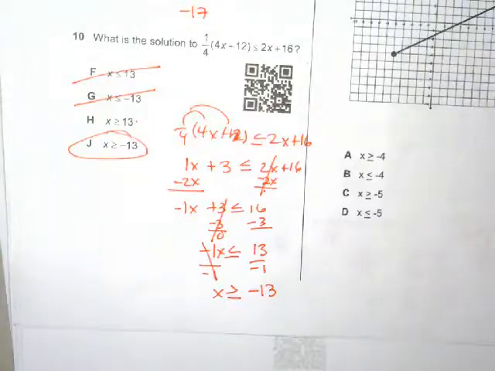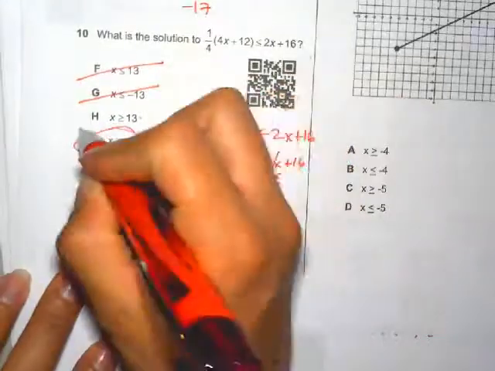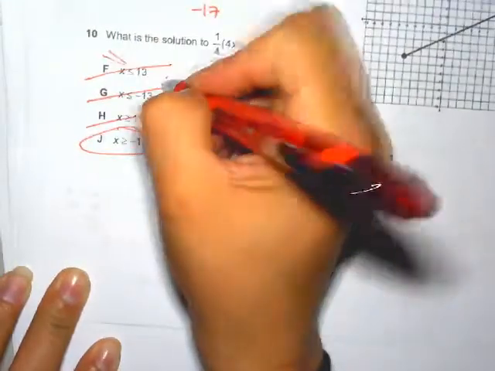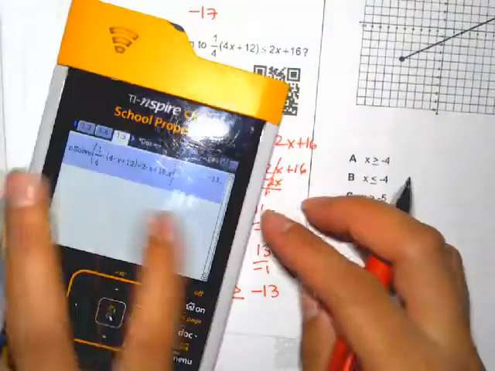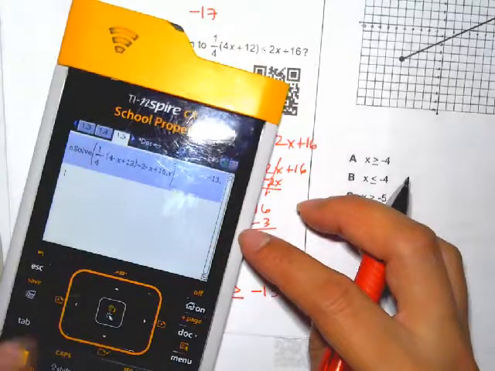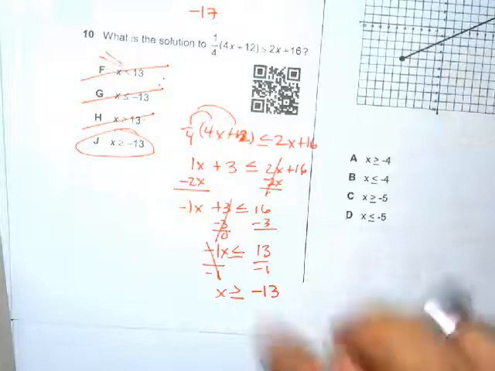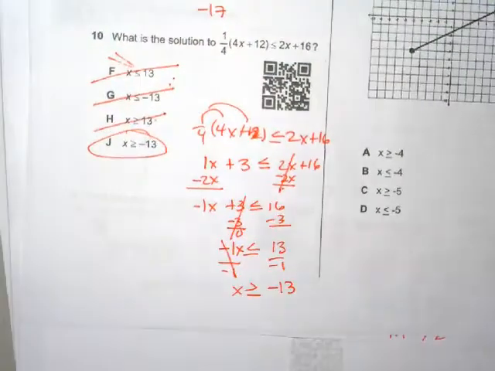So if I had started with that, I would have already crossed out the positive 13 and positive 13. But this one only gives me the number, it doesn't give me the inequality, so that's why you have to use the graph. So if it's shading to the right, it's greater than. If it's shading to the left, it's less than.